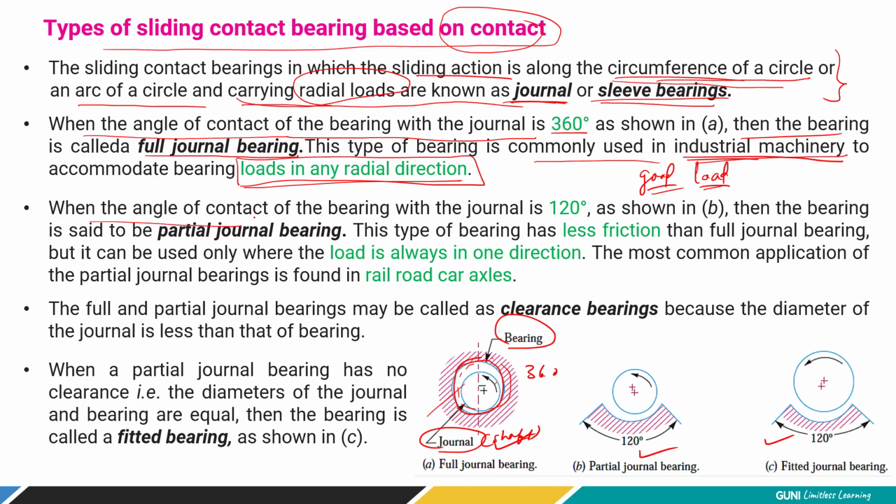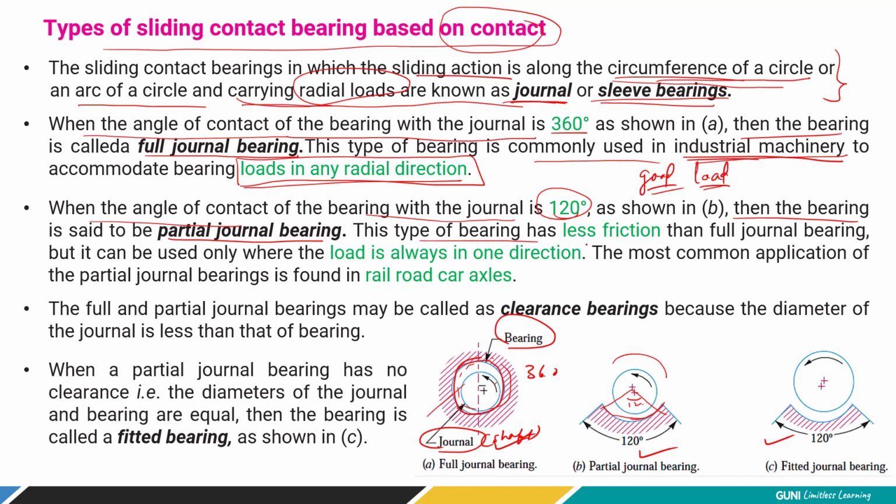When the angle of contact of the bearing with the journal is 120 degrees, let's say the fixed element is now supporting the journal, that is the shaft, by 120 degrees only, not by 360 degrees. Then this type of bearing is called a partial journal bearing. Now you might have a question in mind: why do we have this type of classification? One is full journal, partial, then fitted.